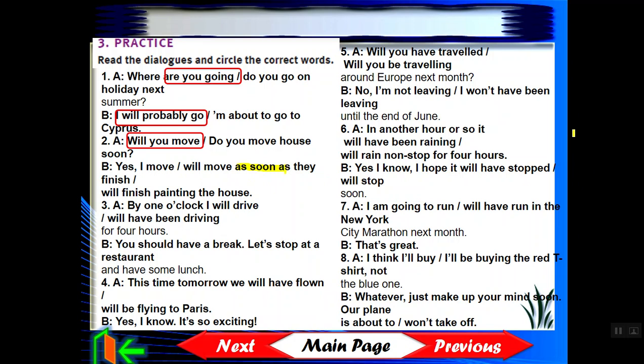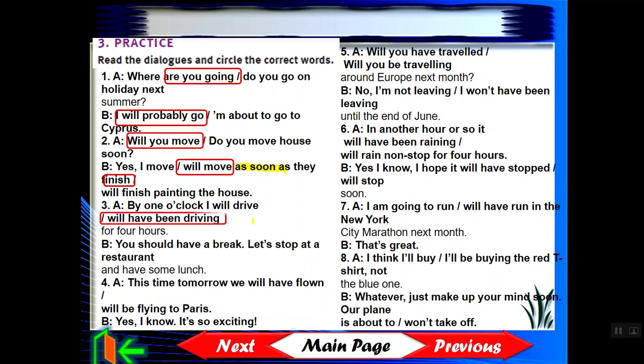If you remember a couple of minutes ago, you choose will move, future with will. And the verb after as soon as they, it should be what? Yeah, finish. Yes. Okay. Let's go to number 3. It is like a dialogue. By 1 o'clock, I will drive or will have been driving for 4 hours. For 4 hours is a period of time. So by 1 o'clock, here we have 2 time expressions: by 1 o'clock and for 4 hours.